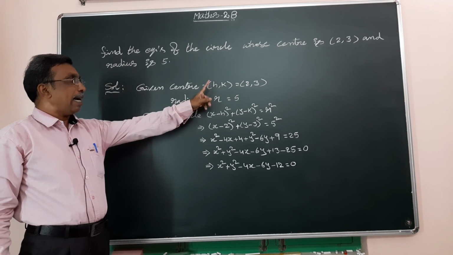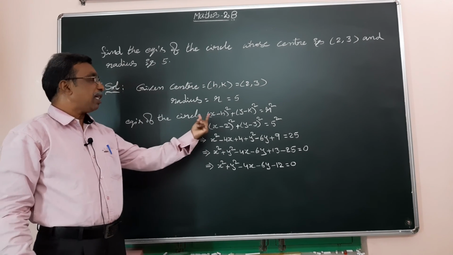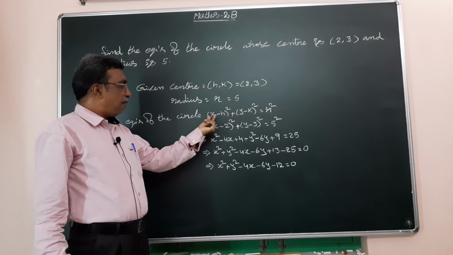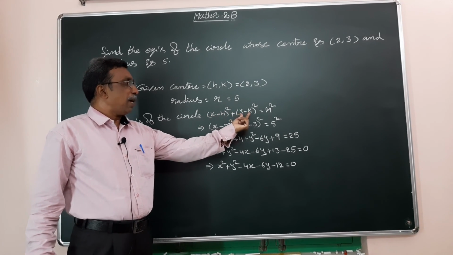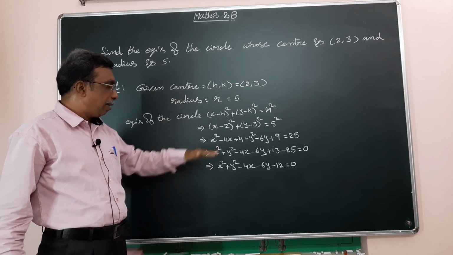Okay. H comma k center and radius is given. Now find the equation of the circle by using the formula x minus h whole square plus y minus k whole square equal to r square, substituting these values in this equation, and simplify that one.